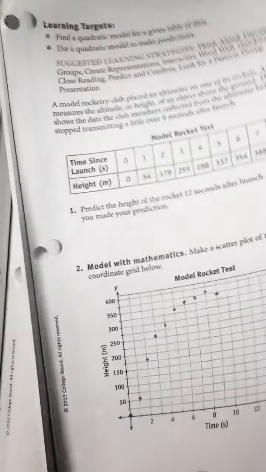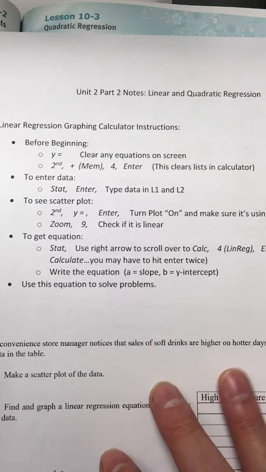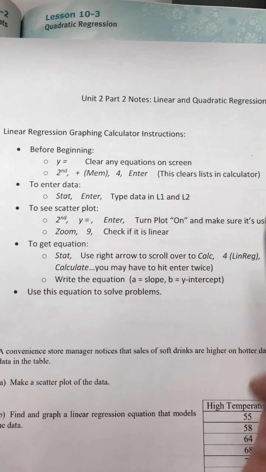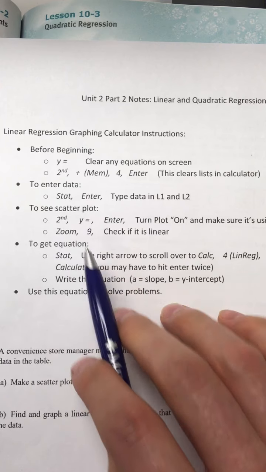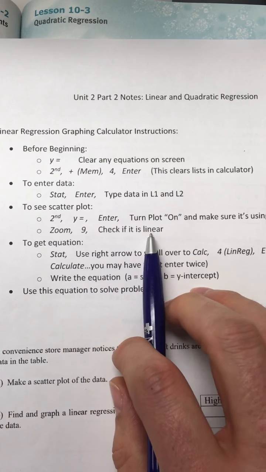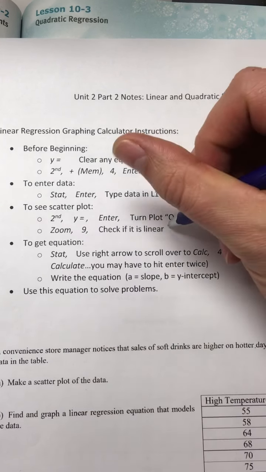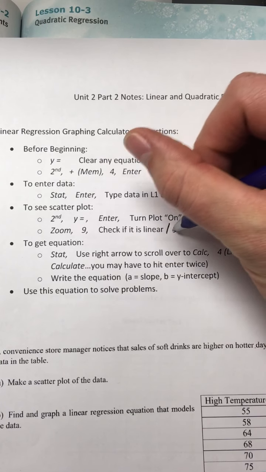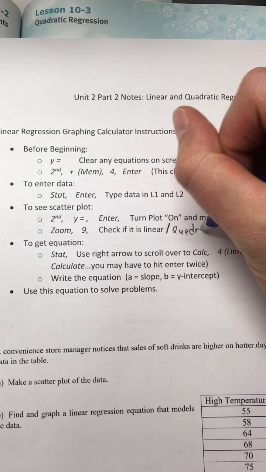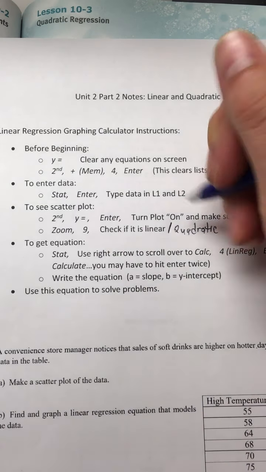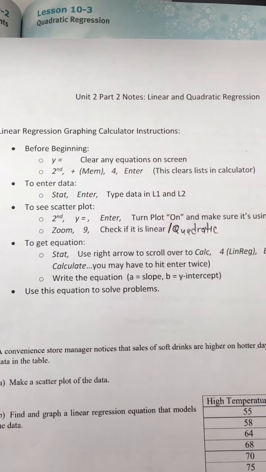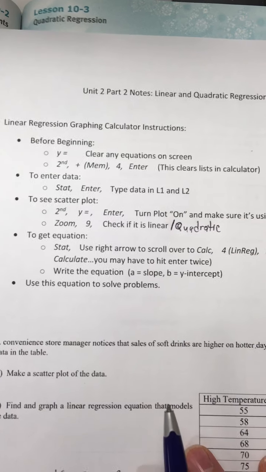All right, so the way you type quadratic data in the calculator, it's almost the exact same thing. Your steps are almost completely the same, just a couple little things I want you to add in. When you're looking at your scatter plot, zoom 9, you're not just checking whether it's linear, you're checking whether it's linear or quadratic. If it's following a parabola, a U shape, that's a Q, quadratic.